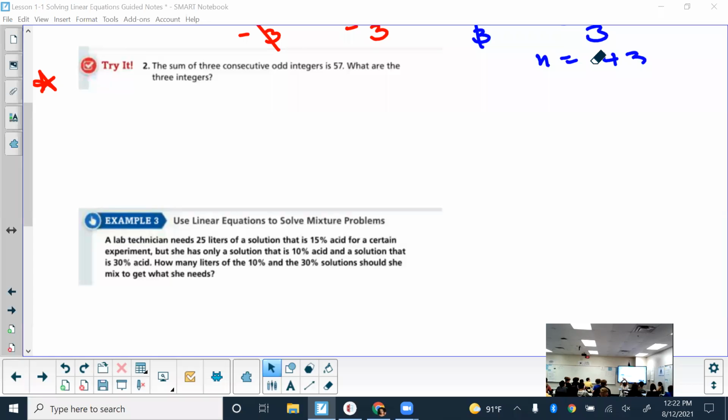Right, number 2 on your workbook, on page 2. So the sum of 3 consecutive odd integers is 57. What are the 3 integers? So this one says consecutive odd integers.